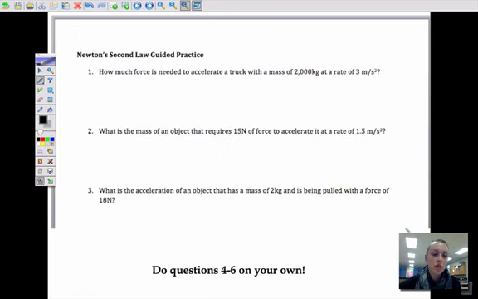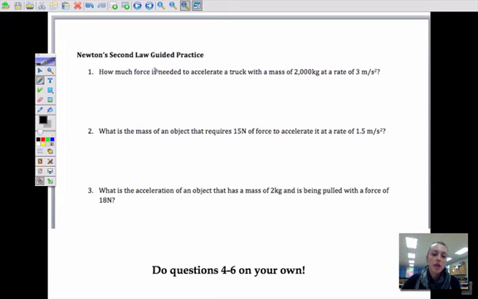Now turn the page over to the guided practice problems. So as usual with any word problem we do, we're going to read it out loud first, and then we're going to mark it up later. So the first problem says, how much force is needed to accelerate a truck with a mass of 2,000 kilograms at a rate of 3 meters per second squared?